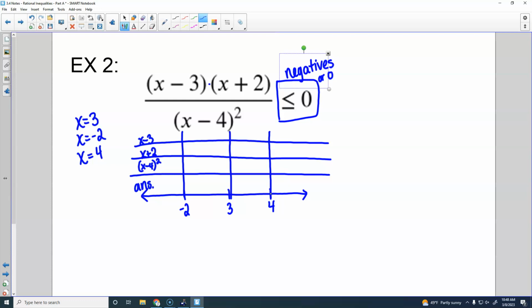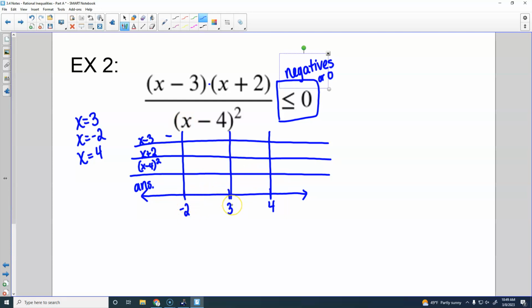And so what I'm going to do on the chart is I'm going to look at each piece individually to see if it would be positive or negative. So when I have x minus 3, I'm thinking about taking numbers and plugging in just the x minus 3. Not the whole thing, just the x minus 3. So if I plug in negative 3, will I get a positive or a negative? Negative 3 minus 3, that would give me a negative right there, right?